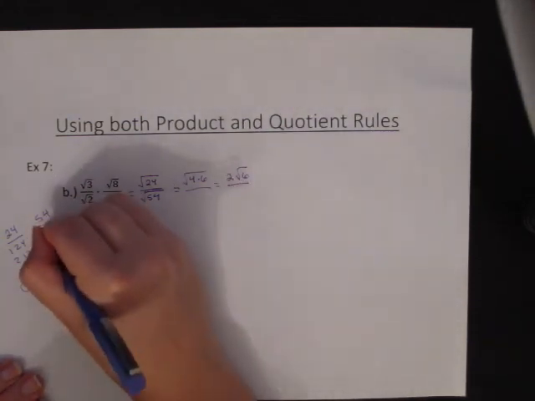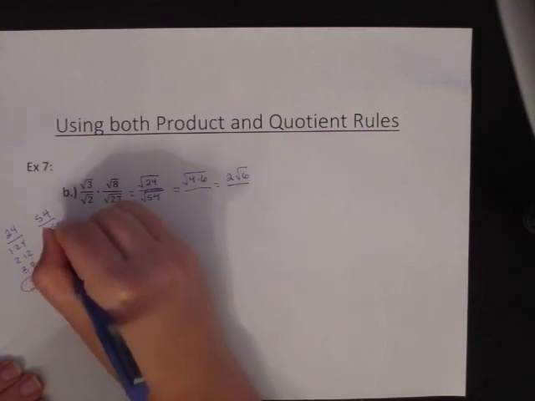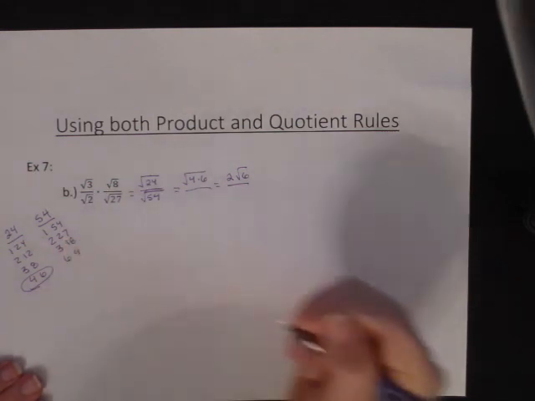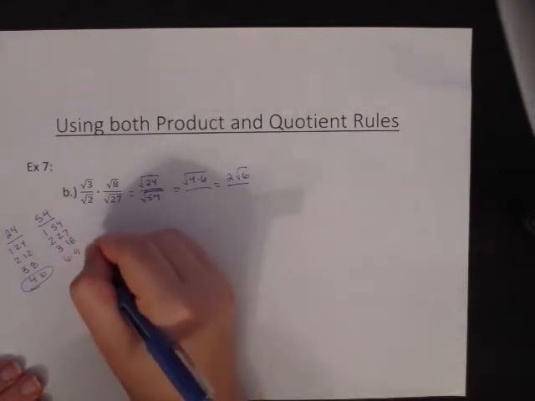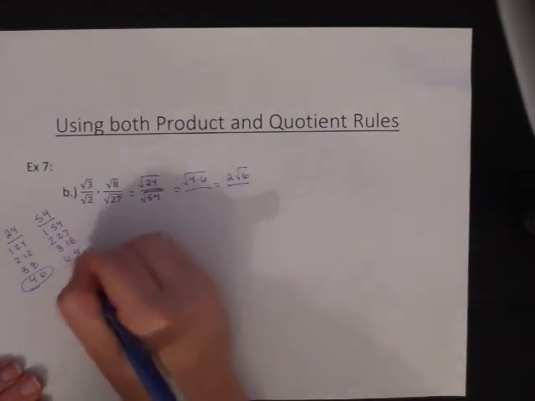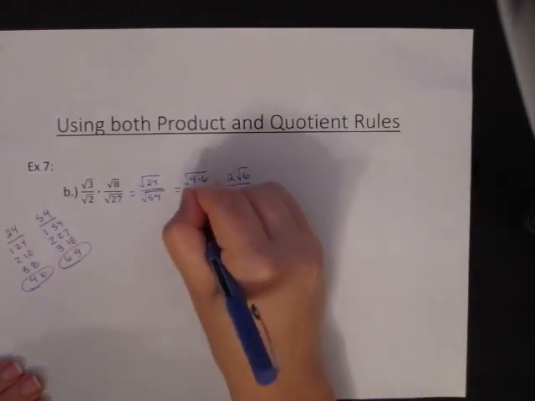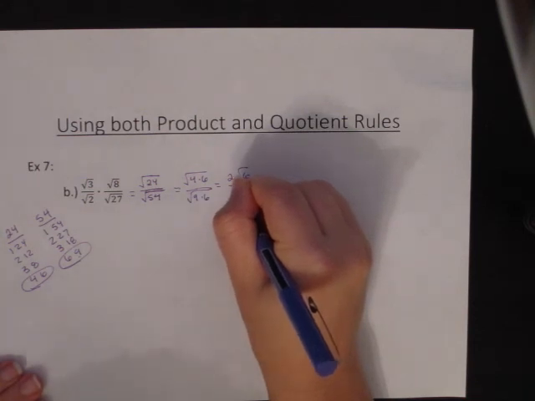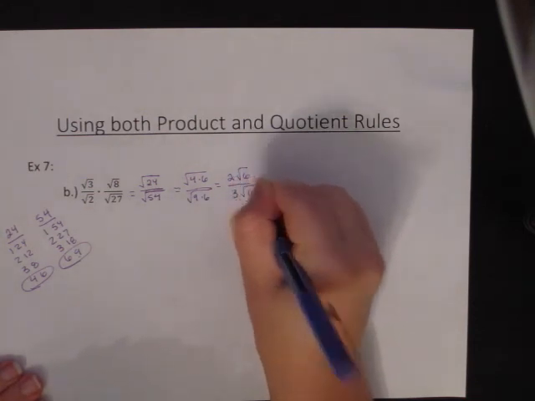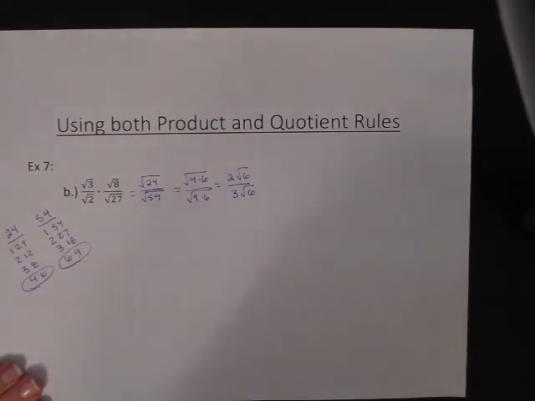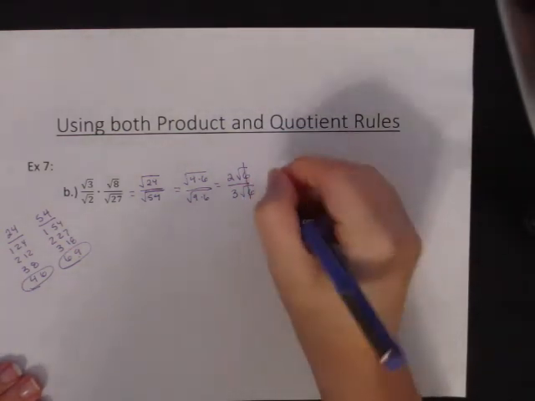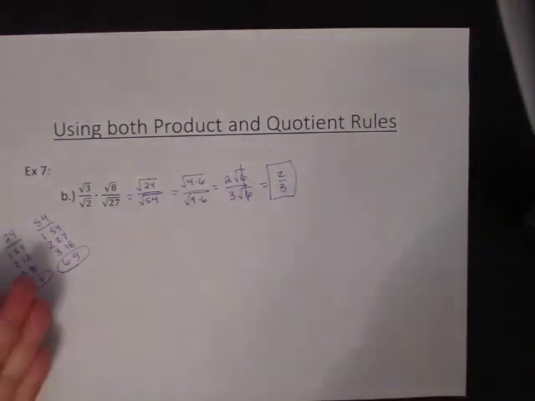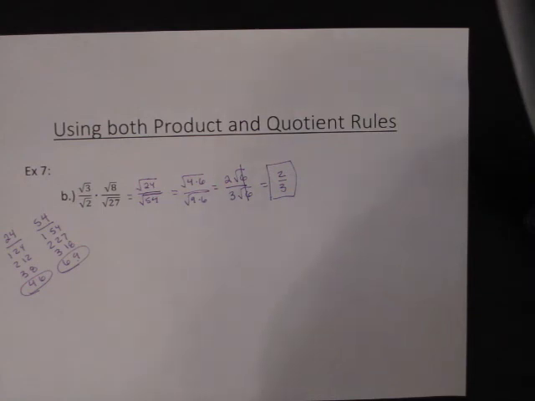Then I've got 54, so that's 1 and 54, 2 and 27, 3 and 18, and then 6 and 9. So my largest perfect square here is going to be the 9. So I do the square root of 9 times 6, and when I take the square root of 9, I'm going to get 3 square root 6. And just like we did before with simplifying, anything over itself cancels out. So the square root of 6 cancels out, and I'm just left with 2 over 3. So super intimidating problem at first, but once I clean it up, you should be good to go.